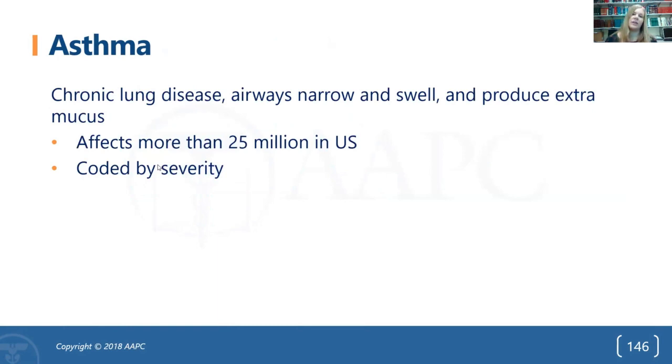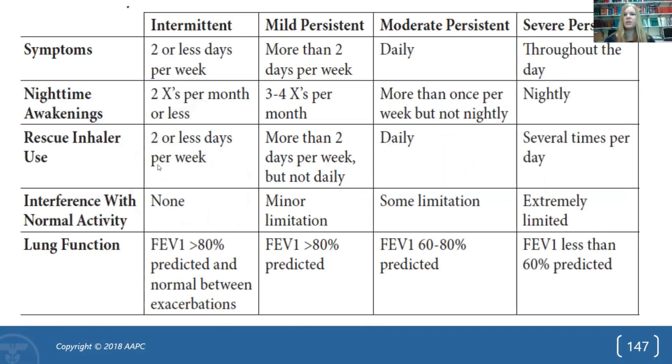Coding for asthma has greatly expanded in ICD-10 versus our old ICD-9 system, and includes the severity of intermittent and persistent, and then gives choices between mild, moderate, and severe types of asthma. You can look at this chart and it'll help identify different types of severity of asthma, and this was produced by the National Heart, Lung, and Blood Institute.